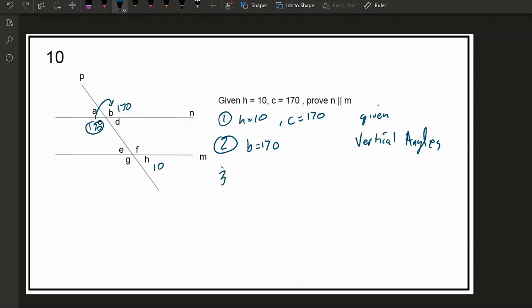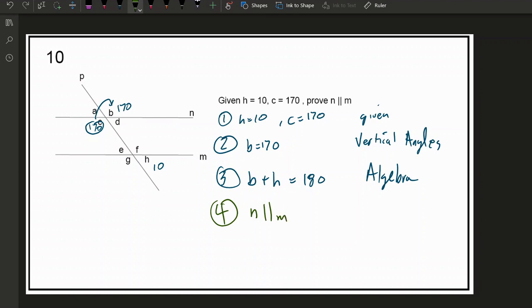And now I can say for step 3, B plus H is equal to 180. Because we added them together, I can say that's algebra. And now step 4, I can say, since B and H add up to 180, N must be parallel to M because of the consecutive exterior angles converse.